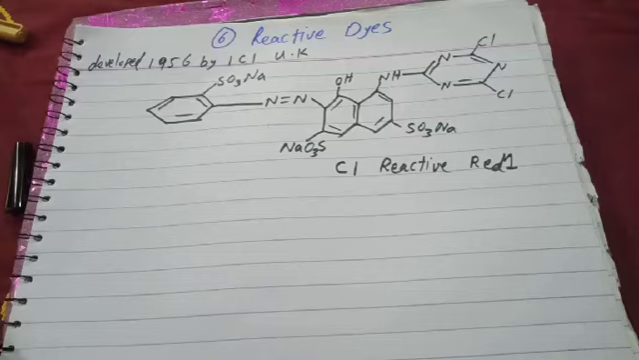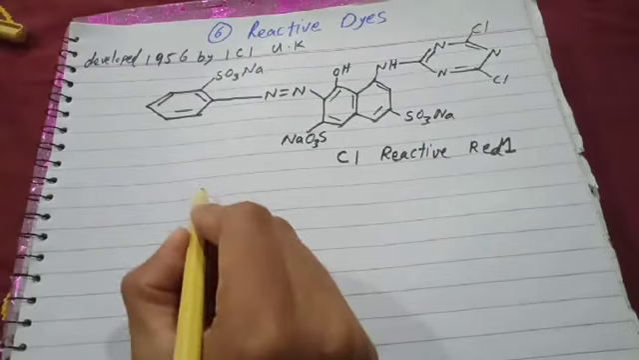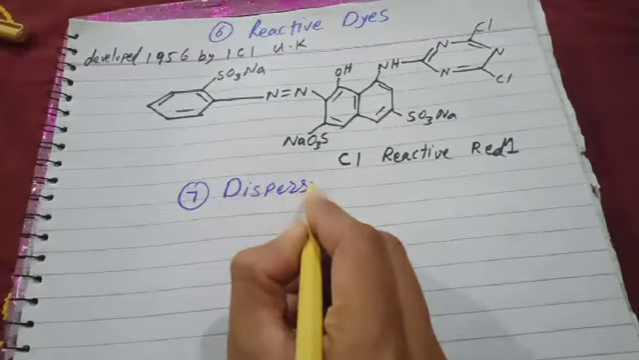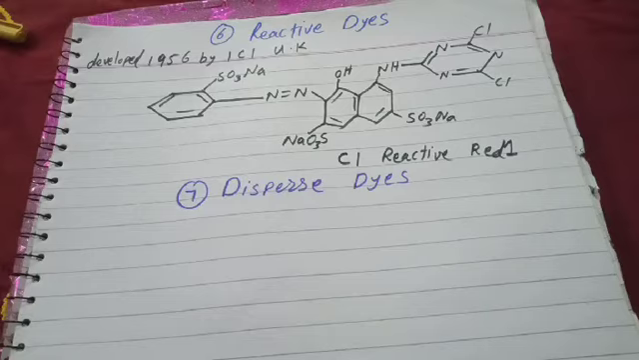Now we discuss the next dye, number 7, which is the dispersed dye. The fibers that are most commonly dyed with dispersed dyes are cellulose diacetate, cellulose triacetate, and polyester fibers.